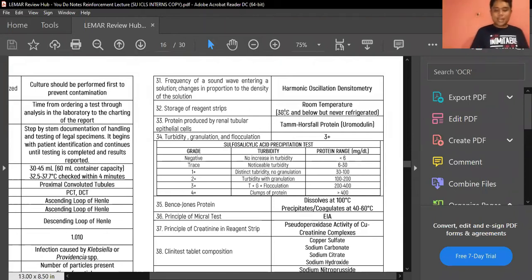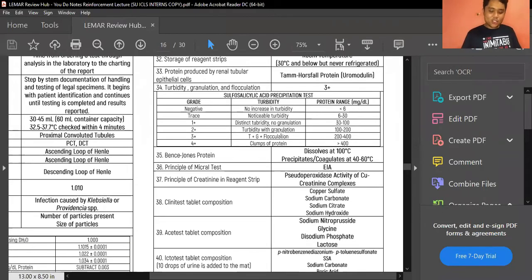Okay? So, again, at least the description here, sa turbidity na description, naa tay mnemonics for that. No? Kung 1 plus, usa po niya ha, characteristic, turbidity. Kung 2 plus, duha po, turbidity and granulation. Okay? Then 3 plus, tulo po, turbidity, granulation, and flocculation. Diba? Alright. Okay, sige.